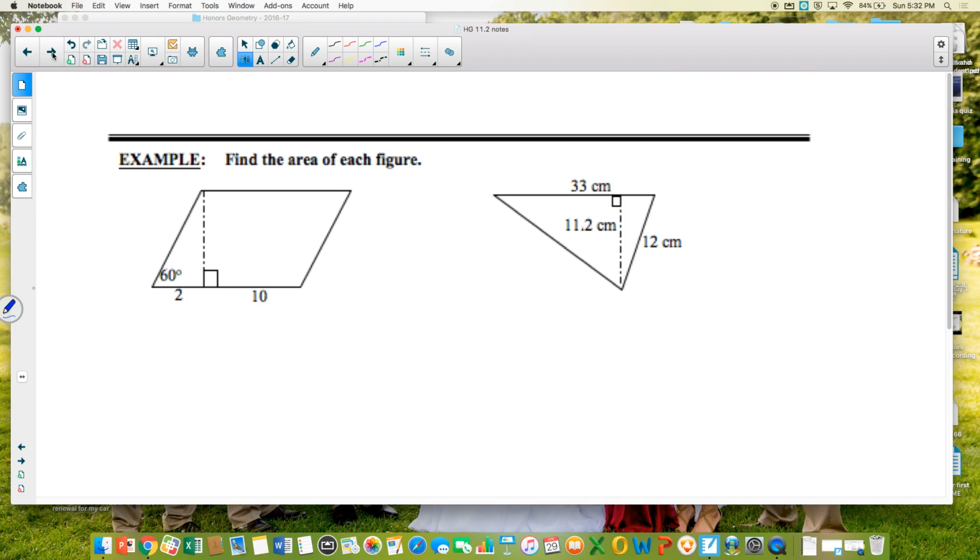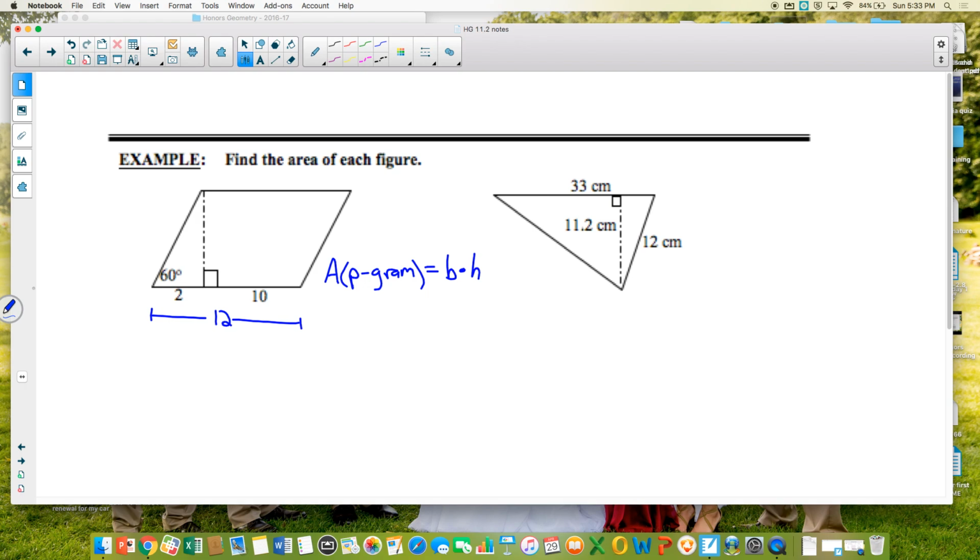Alright, moving on to our examples. We want to find the area of each figure. The figure on the left we'll assume is a parallelogram, and the figure on the right being a triangle. Remember, the area of a parallelogram equals base times height. So in this picture, we can refer to this long side as our base. So our base is equal to 12.